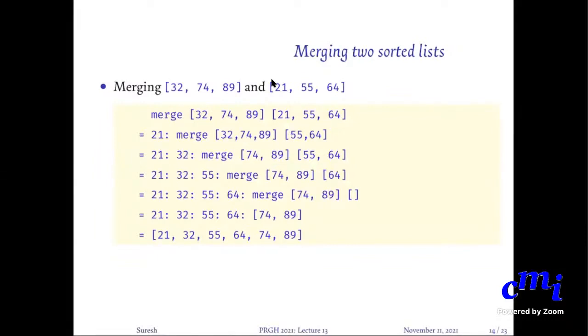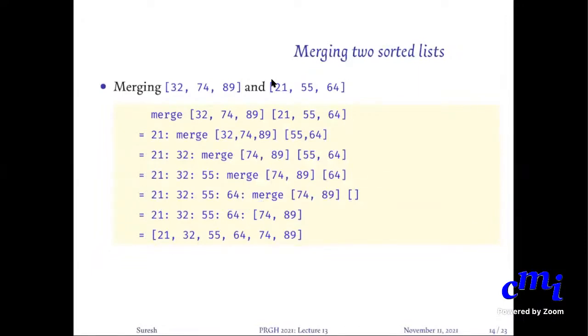Now between 55 and 74, 55 is smaller, so you'll put 55 here and merge 74, 89 with 64. And then finally, between 74 and 64, 64 is smaller, so you'll put 64 here, and then merge 74, 89 with the empty list, but that is nothing but just 74, 89. So you get this whole list.